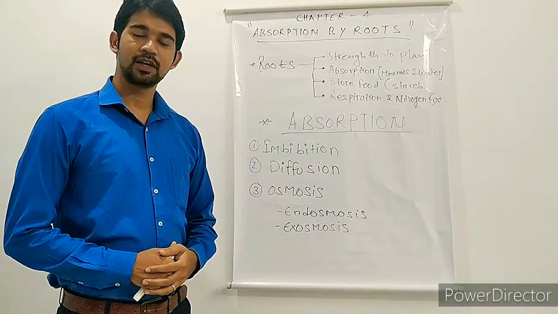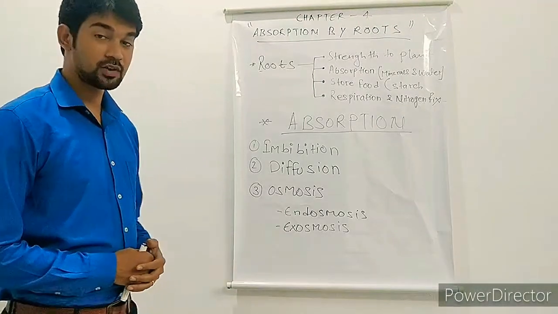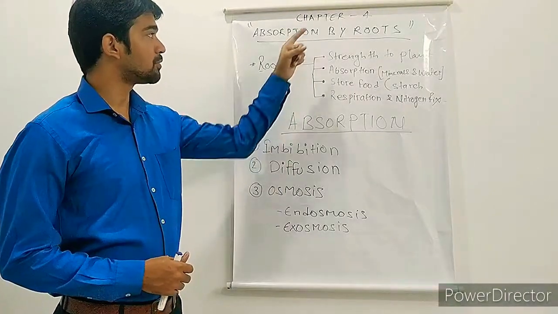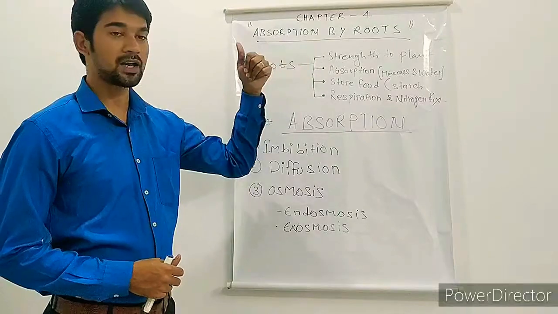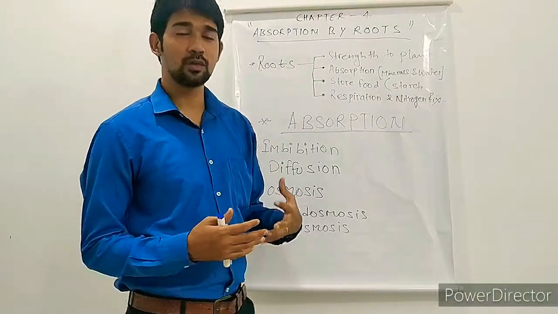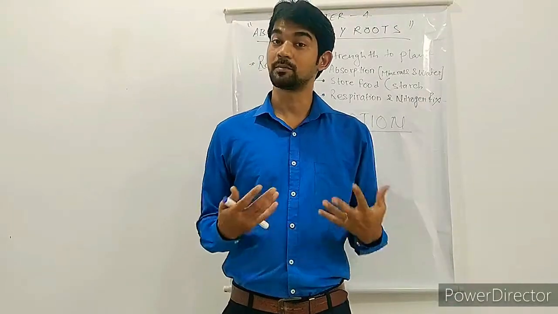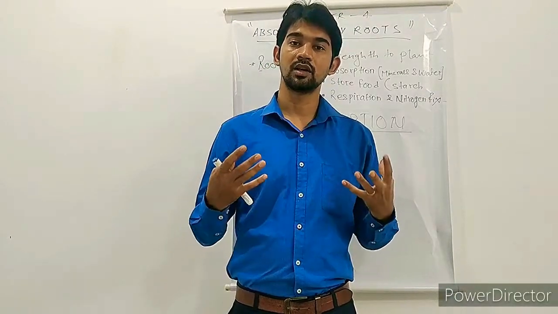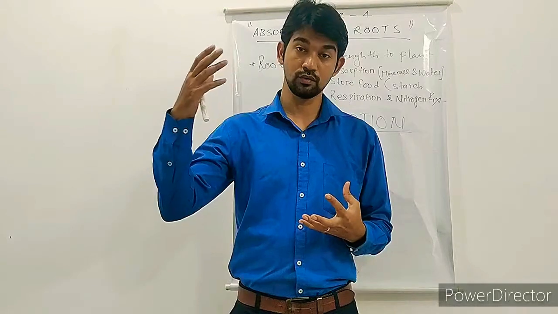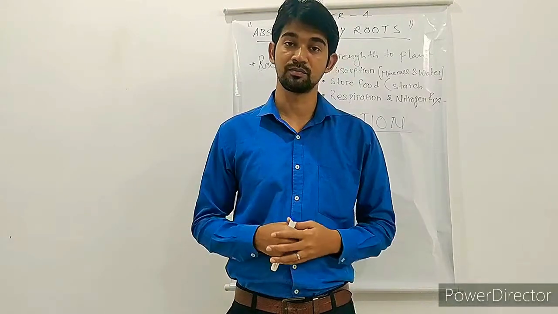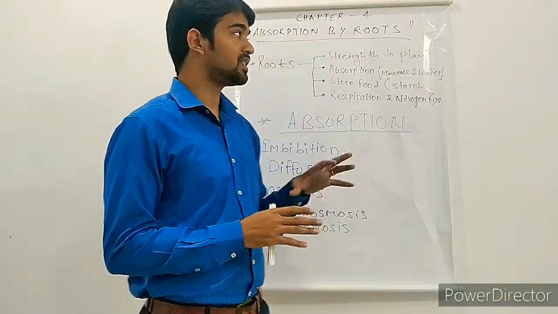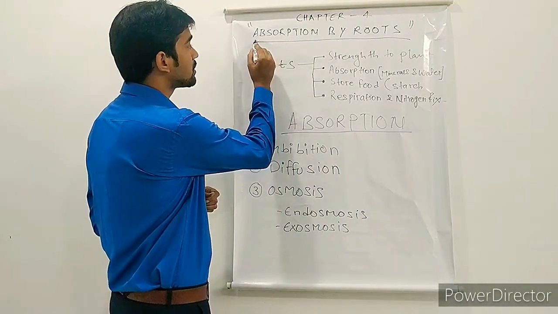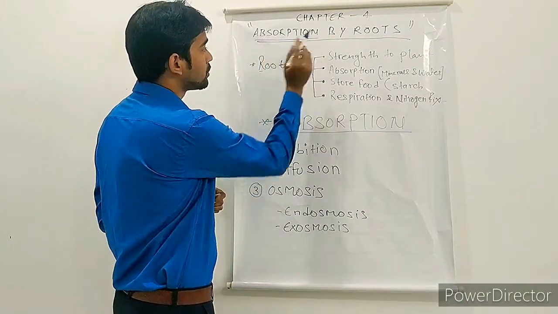Morning class. Today we are going to start a new chapter which talks about roots. Chapter number 4, Absorption by Roots. First we need to understand what a plant is, and we know that a plant is composed of a root system and a shoot system. So in this chapter the main thing that we are going to study is absorption.